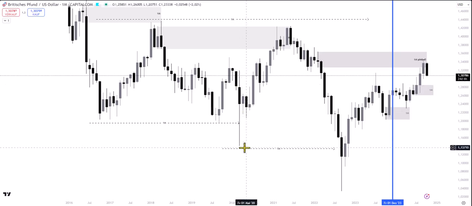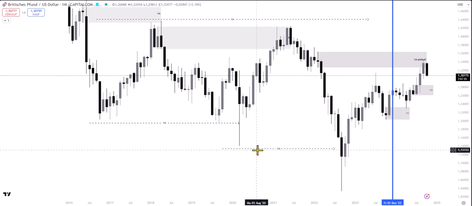It created another structure, that is, it broke this previous structure, the previous low that was here. It broke it to create a lower low, and it kept this wick. This wick is what I call liquidity.